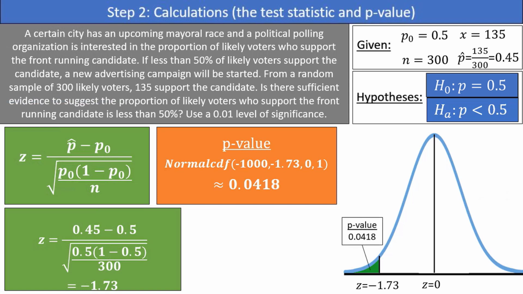This is the area in the left tail of the distribution, and is the probability of sampling a sample proportion of 0.45 or less from a sample size of 300, assuming that the null hypothesis is true.